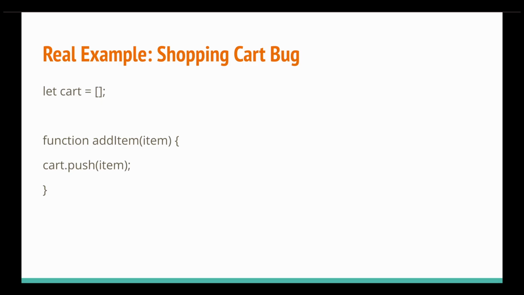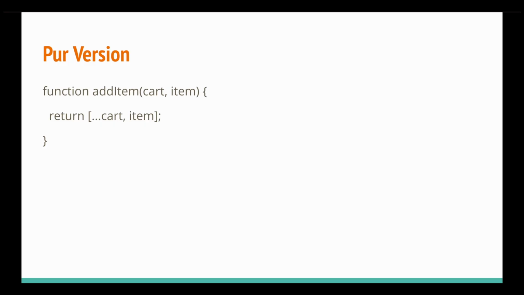Let's look at the pure version. Now here is the pure version. Instead of modifying the original cart, we create a new one. This makes every state change intentional and predictable, and the bugs become easier to track.